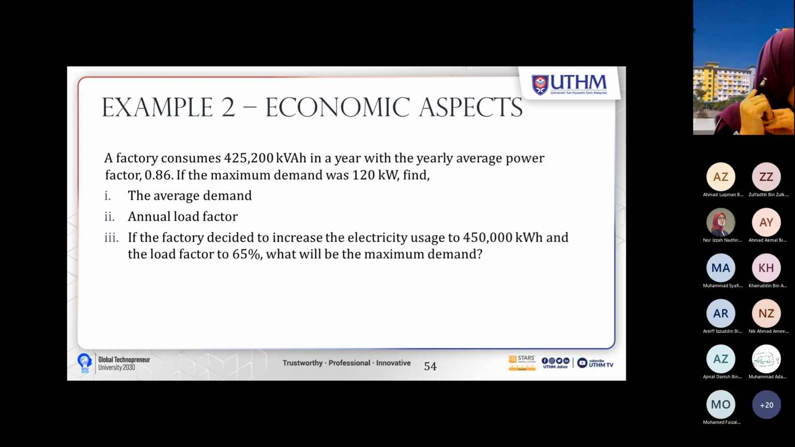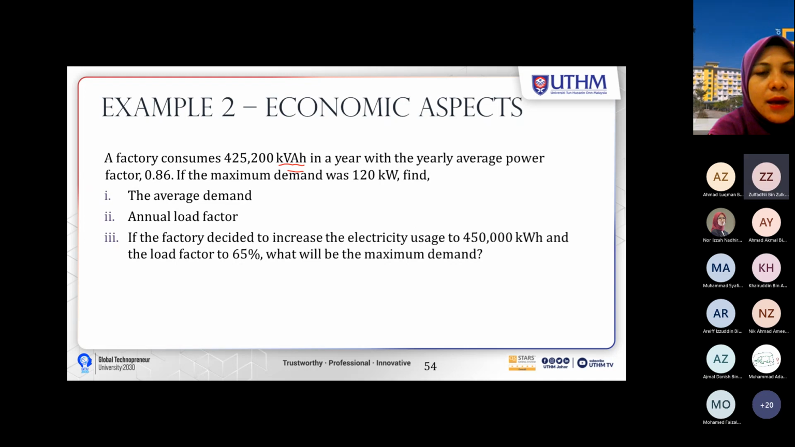Okay, example 2. Kita tengok a factory consume 425,200 kVAH. kVAH ni merujuk ke apa? Apa power ni? Power apa ni?